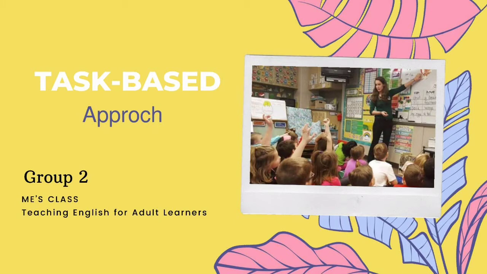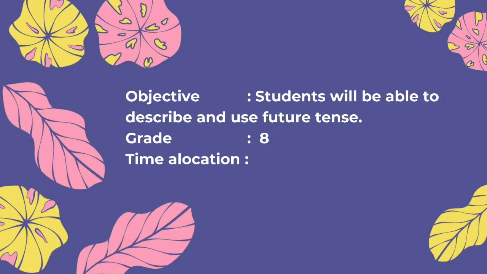In this video, we from group 2 are going to talk about our task using the task-based approach. Our task objective is that students will be able to describe and use the future tense. These tasks are designed for 8th grade of junior high school. The time allocation is 90 minutes.